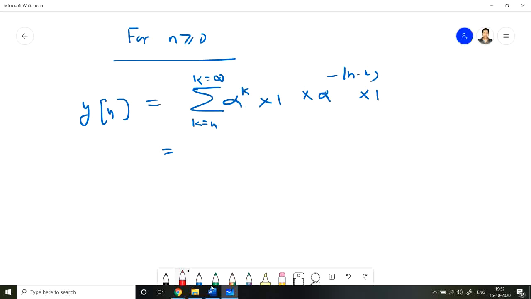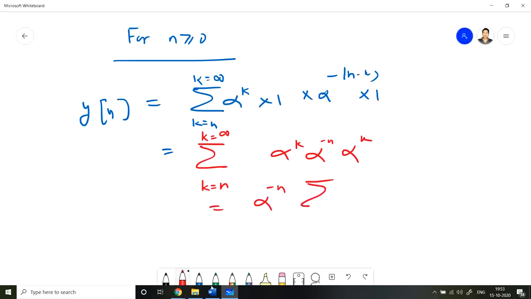Then finally what we are getting is the summation k equals n to infinity of alpha raised to the power k, alpha raised to the power minus n, alpha raised to the power k. Again, we can put alpha raised to the power minus n outside this summation because it is independent of k. So k equals n to k equals infinity of alpha square raised to the power k.